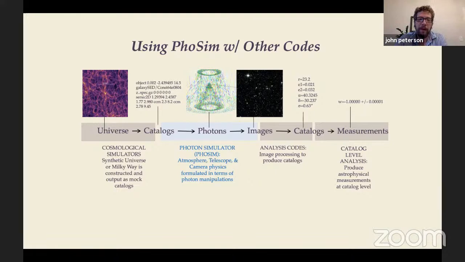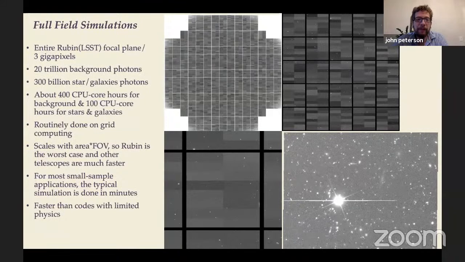Here's an example of very massive simulations, just showing you we can do these very quickly. So here's arguably the worst case. The Rubin Observatory, which has a 3 gigapixel focal plane and has the highest area times field of view, the so-called étendue, of any telescope. So it's basically the highest photon collecting telescope that will happen when it becomes operational in a couple of years.